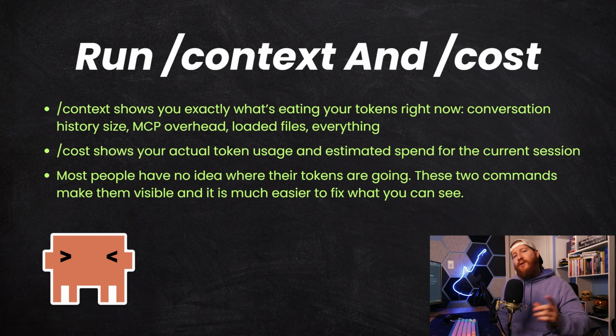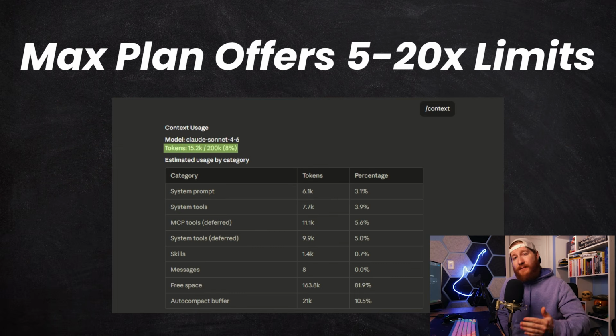One of the best hacks you can do right now is to actually be aware of how much your prompts are costing you, how much context is actually costing you. So if you use the command /context, this will show you exactly what's eating your tokens right now: conversation history size, MCP overhead, loaded files, everything. /cost shows you your actual token usage and estimated spend for the current session. Most people have no idea where their tokens are going. These two commands make them visible, which makes it a lot easier to fix when you can actually see what's going on.